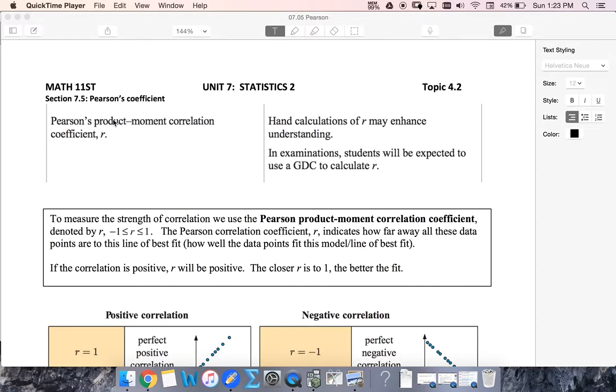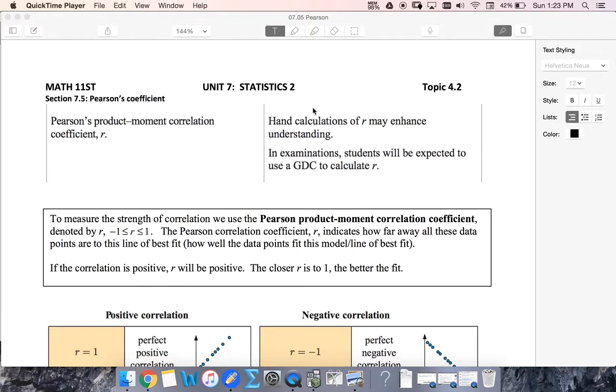All right, here we are with section 7.5, Pearson's coefficient. The full name is Pearson's product moment correlation coefficient. So this is still in topic 4.2 in your syllabus. Hand calculations of R may enhance understanding, but you're only expected to use your calculator to calculate it.